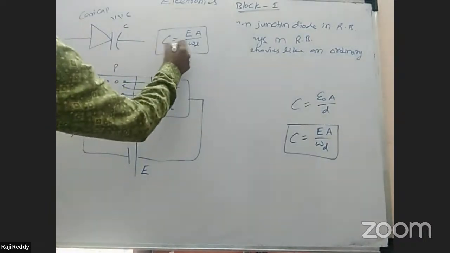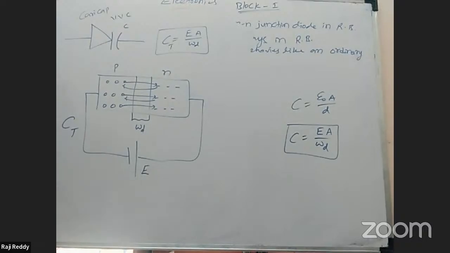It is CT, the transition capacitance of charge carriers. CT is equal to EA by WD. The uncovered charge is determined by E, the electric field or external field, A, the area of cross section, and WD, the width of the depletion layer.